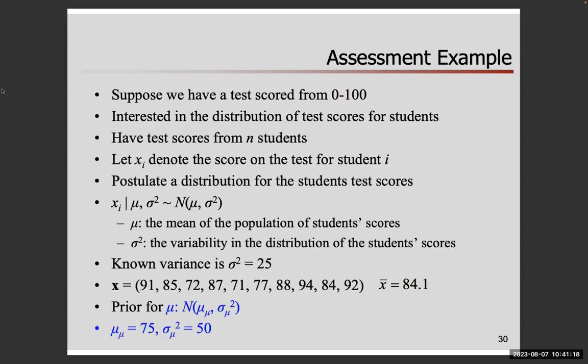All right, so in my example, just to walk through it, this is the setup we have. I collected a set of test scores. I think I had 10 people. First student scored a 91, second student scored an 85, and so on. Those are their 10 test scores. I've gone ahead and calculated that the mean of those test scores in the data is 84.1. What were my prior beliefs about the average test score? Well, I'm going to use a normal prior that has a mean of 75 and a variance of 50.